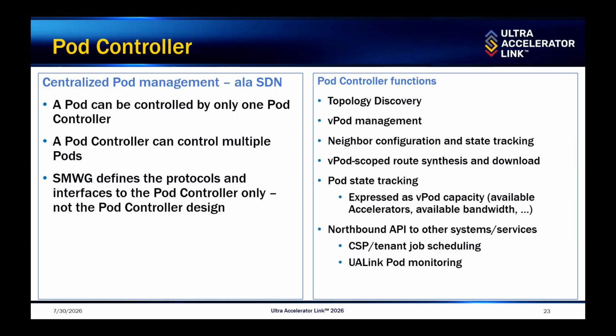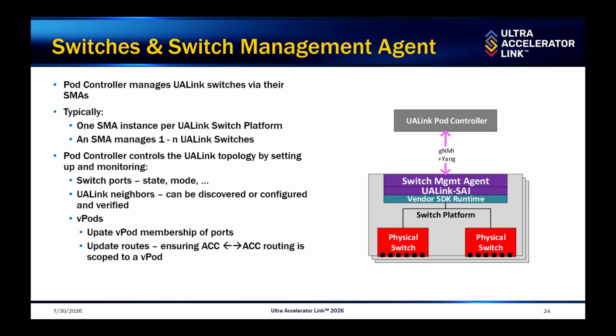And I think after this, can we go to the next slide, please? Yeah, so this one is a little bit of a blown up view on the SAI interface itself. We typically expect one SMA instance per switch platform managing multiple UALink switches, but an implementation can choose to have multiple SMA instances, one per switch. That's allowed as well. It just has to have a unique identifier, typically identified through its IP address.